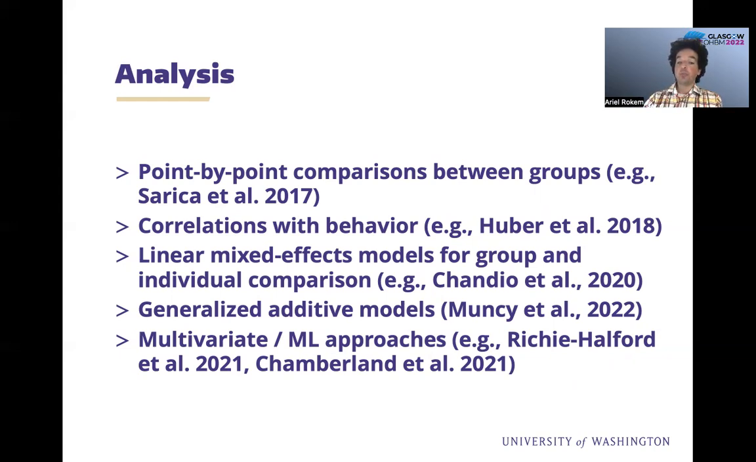Others have proposed using linear mixed effects models for group and individual comparisons. An example of that is in the Chandio paper that I just mentioned. And then recently, Nathan Muncy et al. proposed to use generalized additive models, which use smooth statistics along the length of the tracts, and seem particularly well suited to analysis of tract profiles. Finally, some have proposed multivariate or machine learning approaches. We've proposed that in a paper by Adam Richie-Halford published last year. Maxime Chamberland and others have proposed similar and other approaches to multivariate analysis of these data.